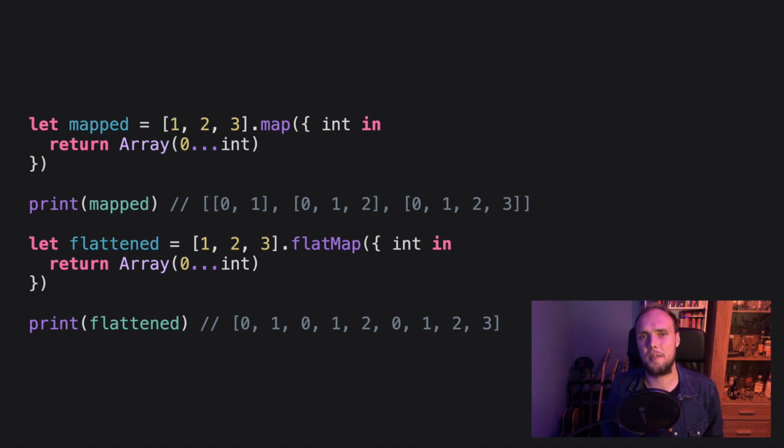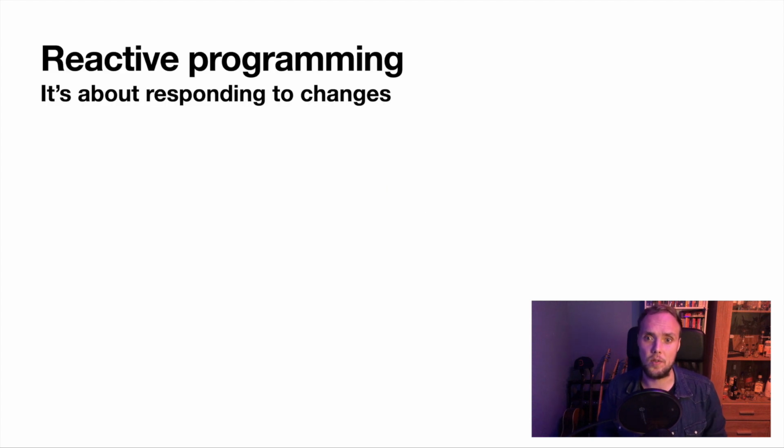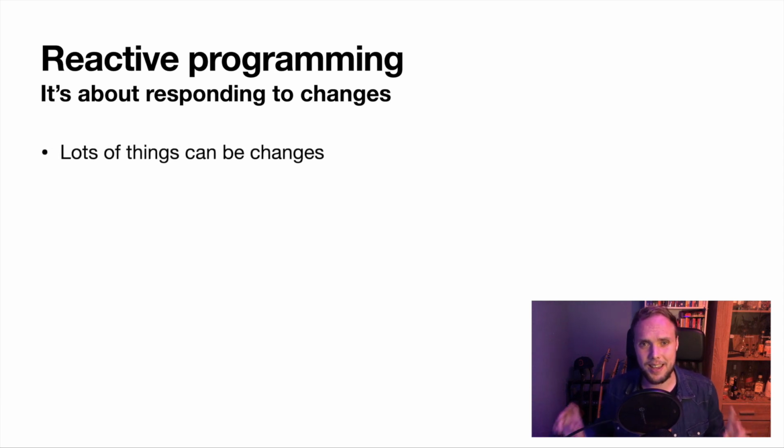Okay, so that's enough about functional programming. There's tons of other information about functional programming that we could talk about, but this is all we really need to know for now. The reactive bit in functional reactive programming is all about responding to changes. And when you think of changes, I want you to think of changes in a very broad way. A lot of things can be changes.